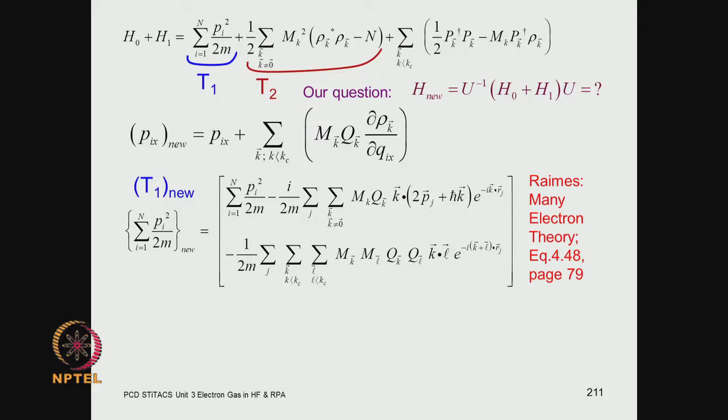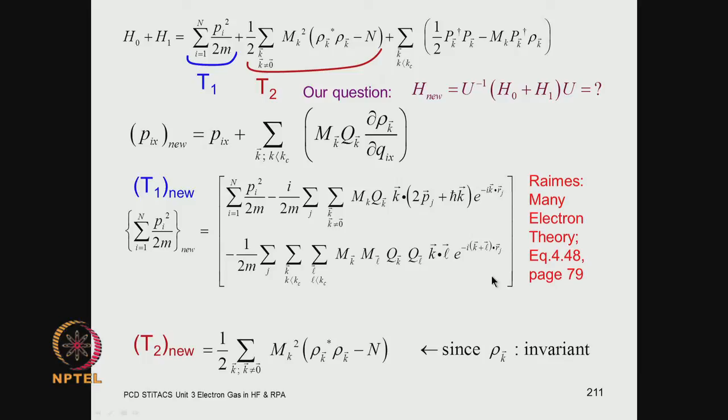Look at the other term, T2. Now, the T2 term is easier to handle, but we are going to discuss the T2 term in some detail. It is easy to handle so far as this transformation is concerned, because it actually remains invariant, because it is made up of the Fourier components of the charge density, and these terms do not transform, M_k does not transform. So, T2 will be the same, it will remain invariant. Okay? The first term transforms according to this relation over here.